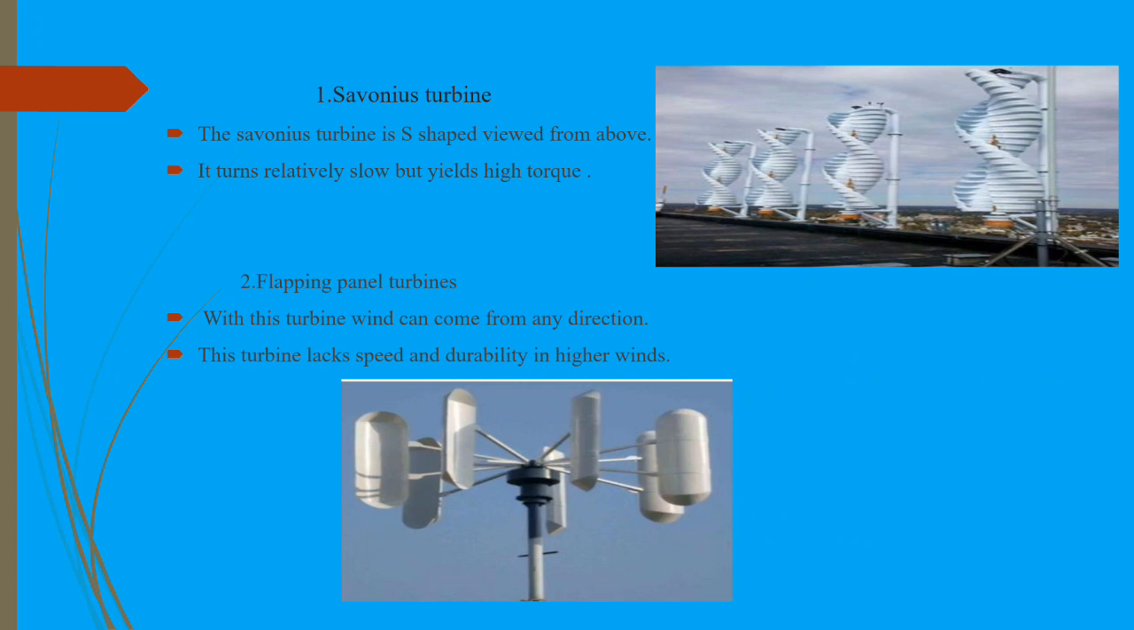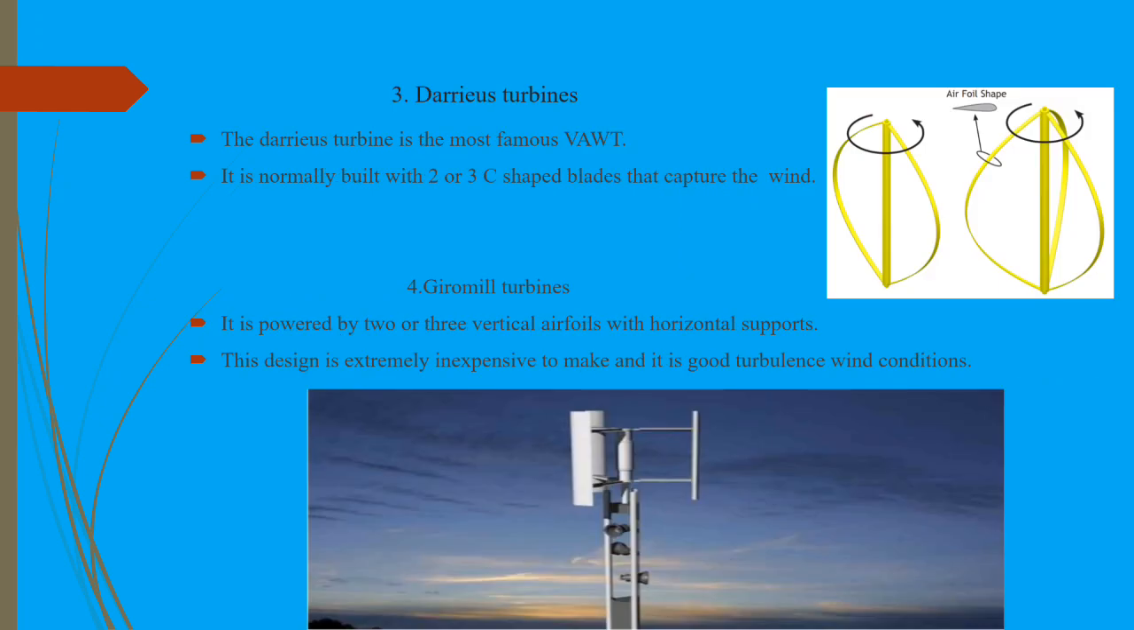In this turbine, the wind can come from any direction, but this turbine lacks durability and speed in higher winds. The third one is the Darrieus turbine. It is the most famous one among the vertical axis wind turbines. It is normally built with two or three C-shaped blades that capture the wind.